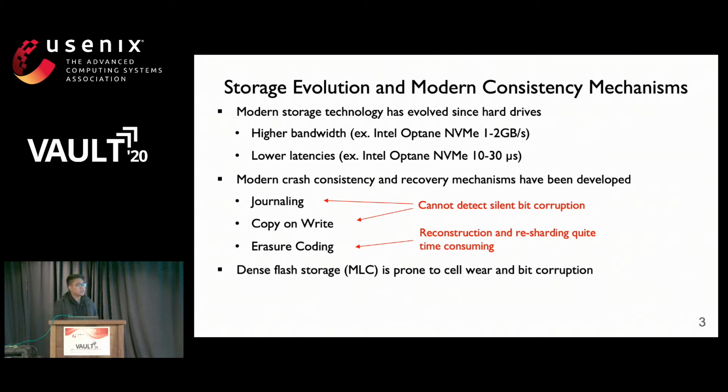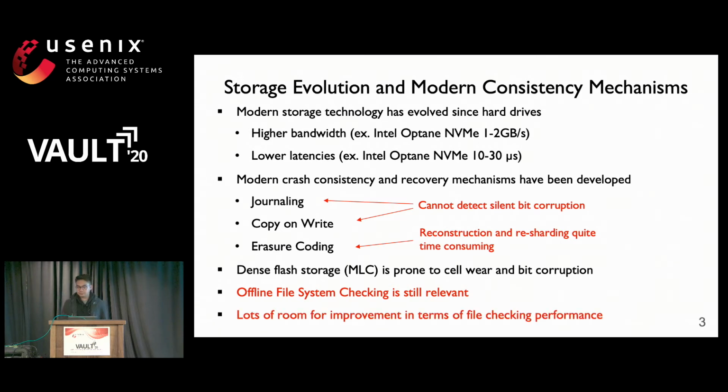To make things worse, dense flash storage such as multi-layer cell technology has been shown to be prone to cell wear and bit corruption. In the end, we can see that file system checking, offline file system checking to be more specific, is still relevant, and there's still room for improvement.